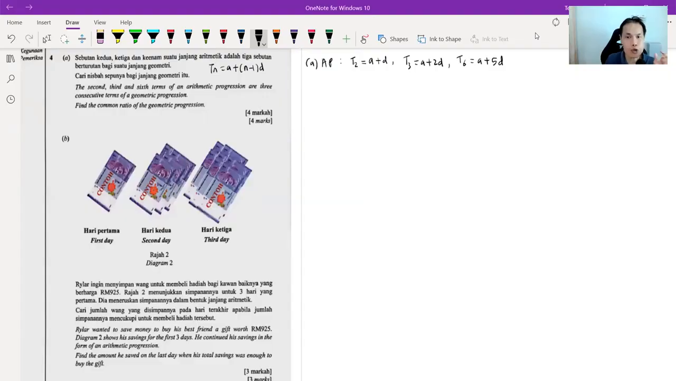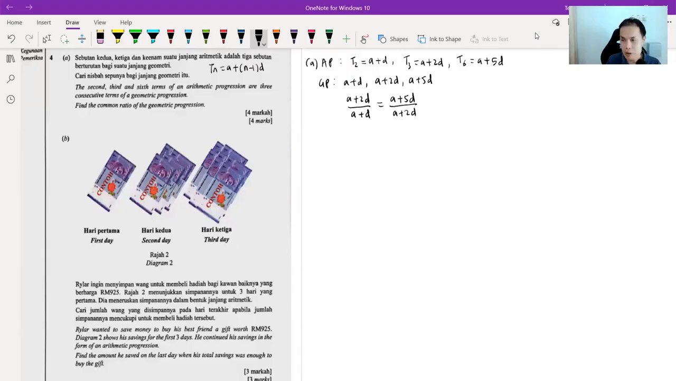So these are the first 3 terms of a geometric progression. So if you want to write, you can write GP. My first term is a plus d. My second term is a plus 2d. My third term is a plus 5d. Now, we know in geometric progression, you must have what we call a common ratio. That means the ratio of 2 consecutive terms is a constant. In this case, if you take T2, a plus 2d, divide by T1, a plus d, the ratio is the same as T3, a plus 5d, divide by T2, a plus 2d.